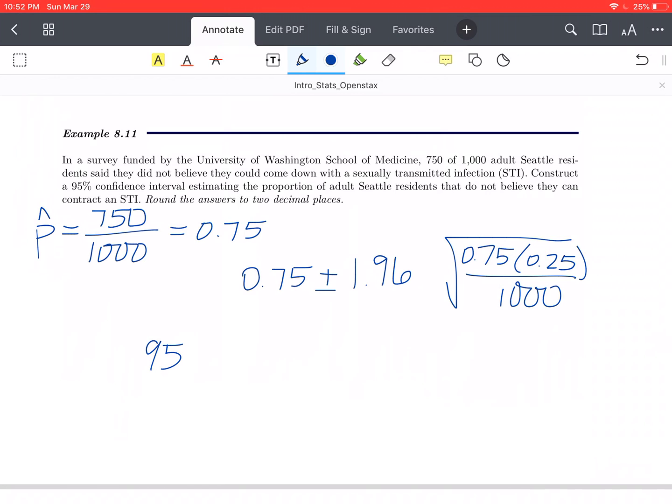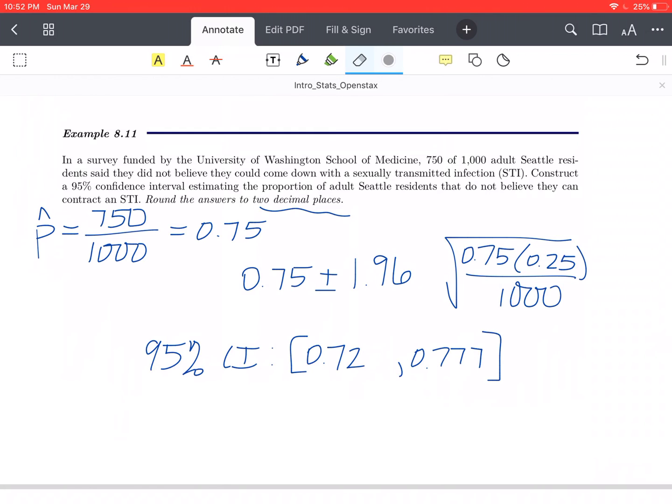So we got the 95% confidence interval is between 0.723 and 0.777. Then it wants us to round that to 2 decimal places, so let me do that, and then that one becomes 0.78.